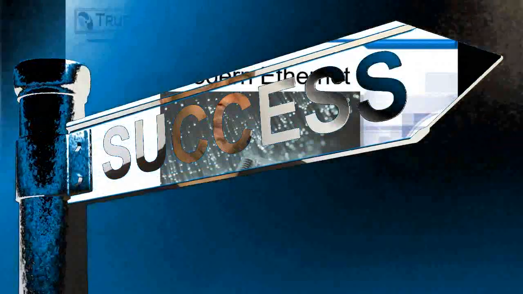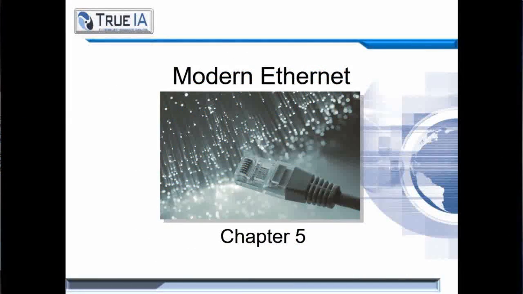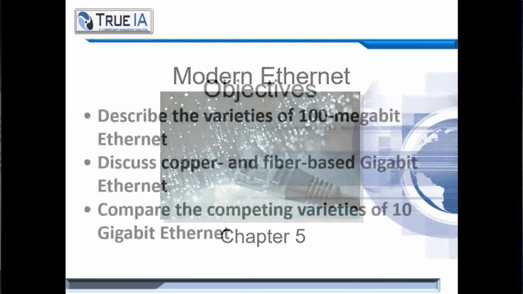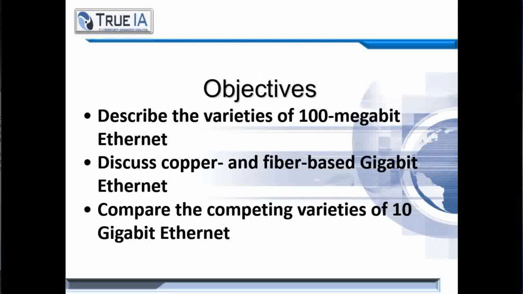I'm Mike Redmond, Master Trainer, here to help guide you through your successful journey of becoming a Network Plus certified technician. We're going to walk through a wide variety of topics, starting with basic network concepts all the way through network management and security. In this segment, we're going to talk about modern Ethernet. I'll describe the varieties of 100 Megabit Ethernet, discuss copper and fiber-based Gigabit Ethernet, and compare these to the competing varieties of 10 Gigabit Ethernet.